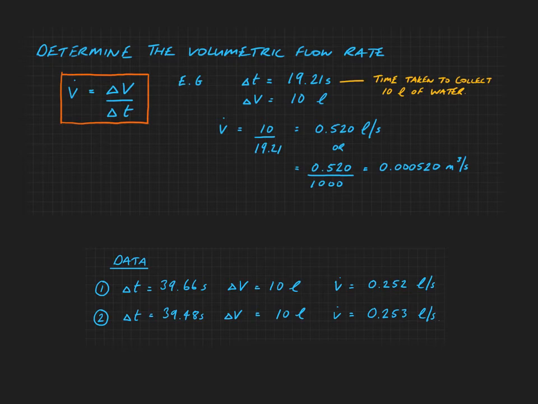I then decided to do that again just to check. So the second measurement was 39.48 seconds to collect 10 litres, and that gave us a volumetric flow rate of 0.253 litres per second. But note that we need to change that into meters cubed per second to use that in our calculations.